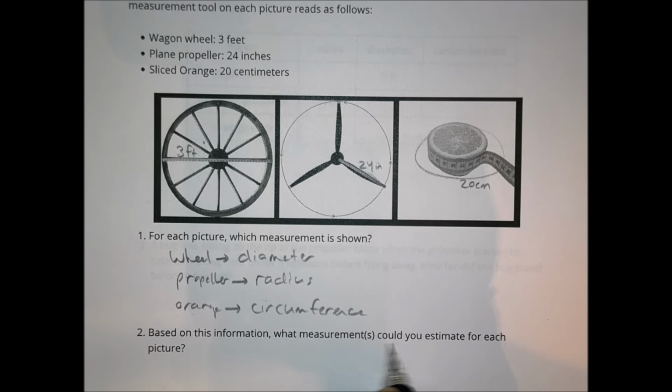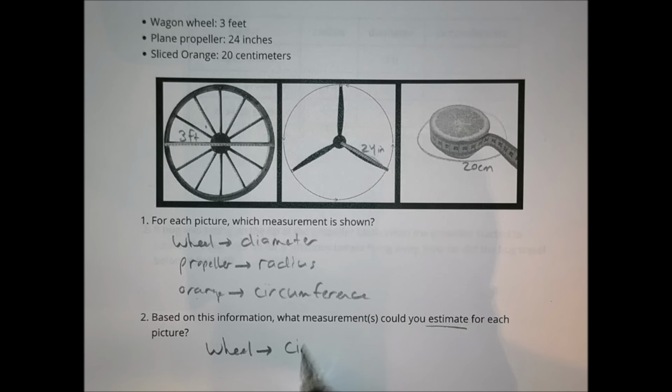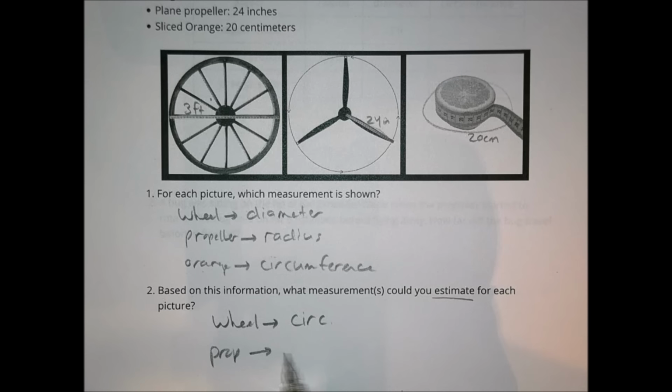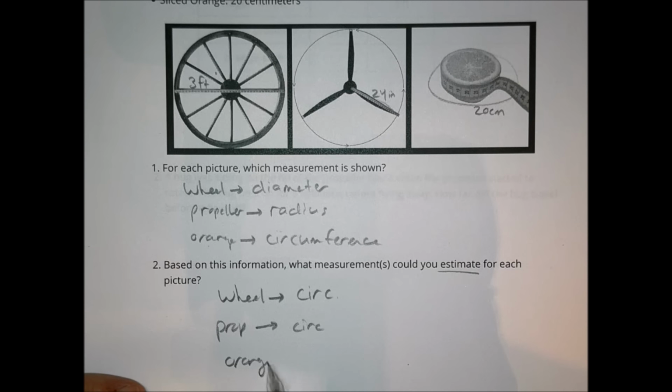Based on this information, what measurement could you estimate for each picture? For the wheel, because I have the diameter, I could find out what the circumference could be. No problem there, easy to do. For the propeller, because I have the distance of the radius, I could also figure out the circumference. In terms of the orange slice, because I'm given the circumference, I could figure out what the radius might be or what the diameter might be.